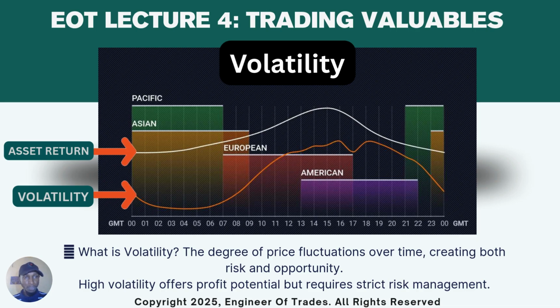But I want us to focus most importantly on the second line, which has an orange color, the volatility one. You see clearly during the Asian session, the volatility is low using that curve. But as we approach the European session and as the European session begins to gain momentum, volatility begins to peak. And as we approach the American session, the US session, and as we are having that overlap between the European session and the US session, we have the peak of volatility.